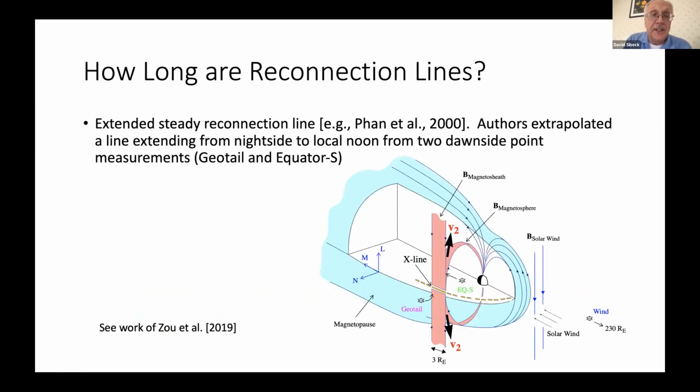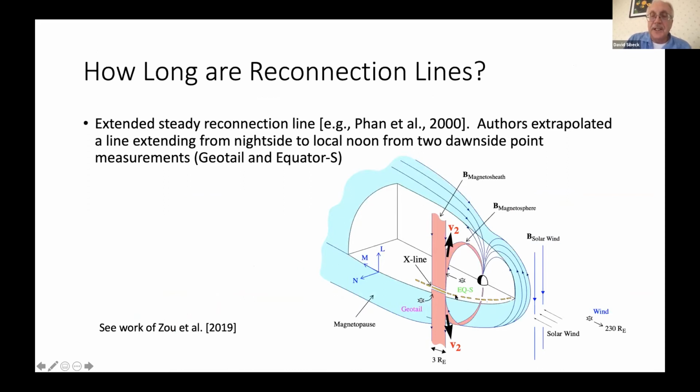How long indeed is the reconnection line? Here is a deduction based on two dawn side observations of a reconnection line that occurs from the night side all the way to the subsolar point. That, of course, is an extrapolation.